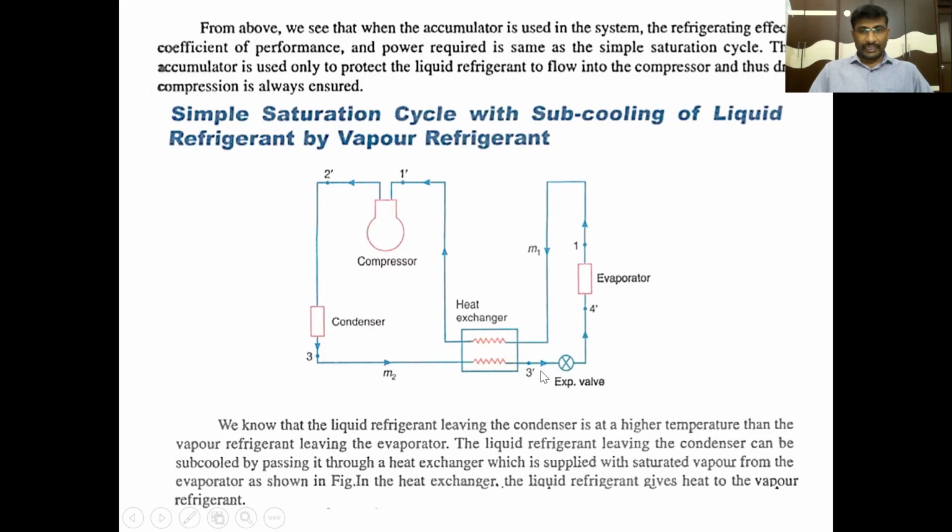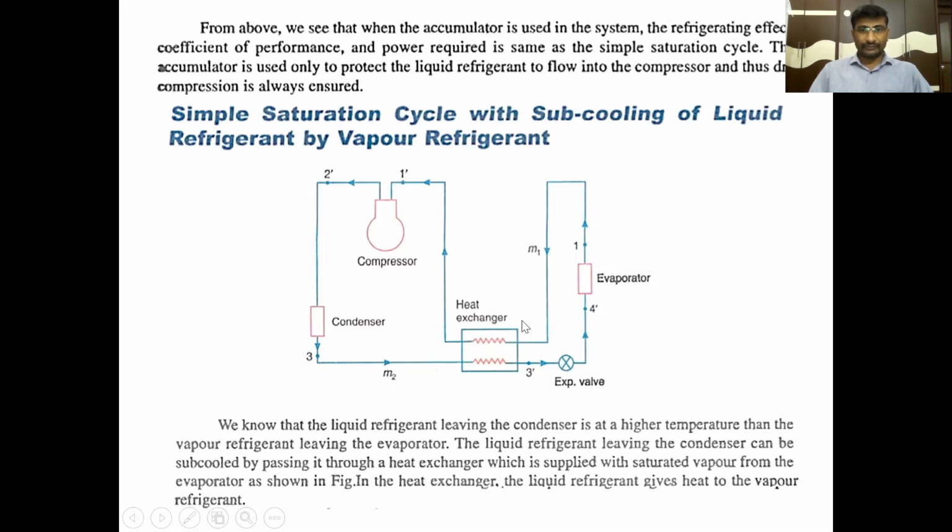And then 3 to 3' is the subcooling process. That is a cooling process using the vapor refrigerant coming from the evaporator. From 3' to 4 is the expansion process, an isenthalpic expansion process. The enthalpy remains constant during this process, point 3' to 4. And 4 to 1, as we know, is evaporation in the evaporator by absorbing heat from the required space to be cooled. The amount of refrigerant here is M1.